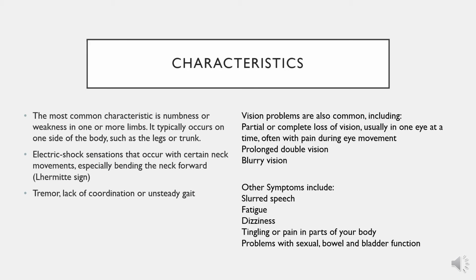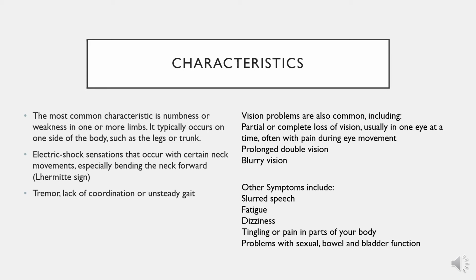Now, let's discuss the different characteristics of MS. The most common characteristic is numbness or weakness in one or more limbs, and it typically occurs on one side of the body, such as the legs or the trunk. Others may experience electrical shock sensations that occur with certain neck movements, especially bending the neck forward, as well as tremors and a lack of coordination or unsteady gait.